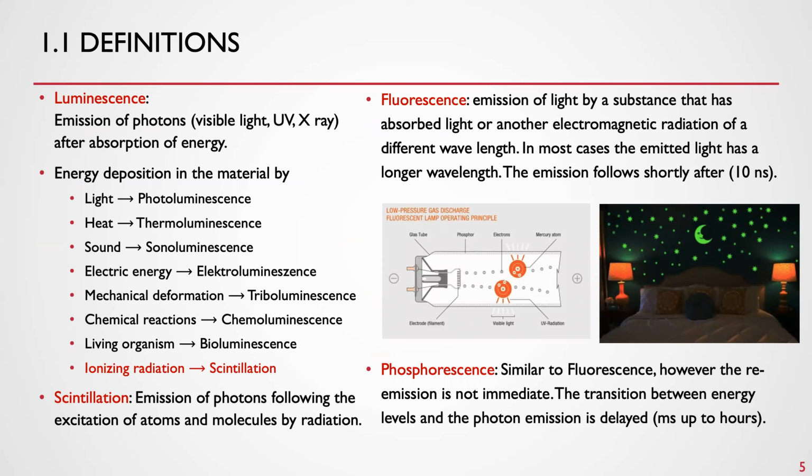We need some definitions so that we understand the basic operation principles of scintillators. First is luminescence. Luminescence is the emission of photons. Photons can be of every possible wavelength: visible light, UV, X-ray, after the absorption of energy. Now it turns out that there is a load of mechanisms that lead to luminescence. For example, one can have luminescence from the absorption of light. So that means light is translated into light. That's called photoluminescence.